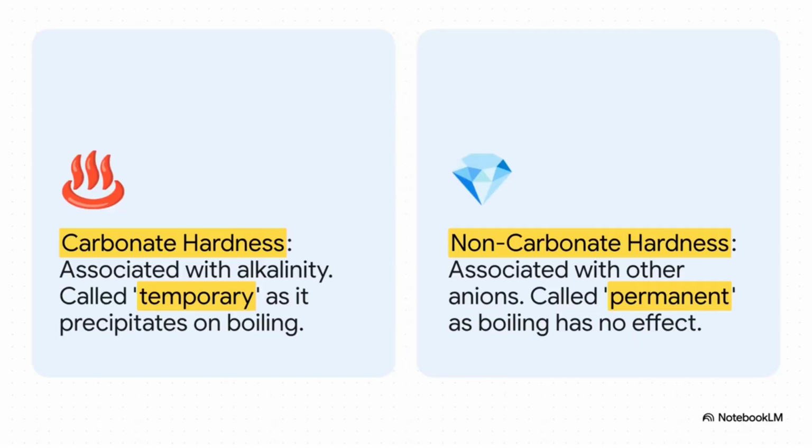The first is carbonate hardness, which is linked to the water's alkalinity. We call this temporary hardness because if you boil the water, it precipitates out as that familiar scale. The other type is non-carbonate hardness. It's not affected by boiling, so you guessed it, we call it permanent hardness.